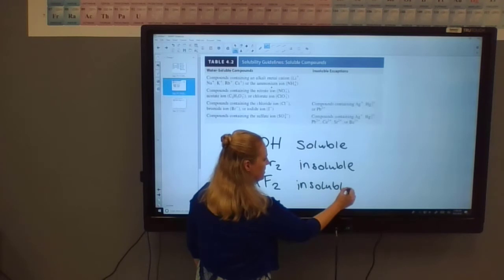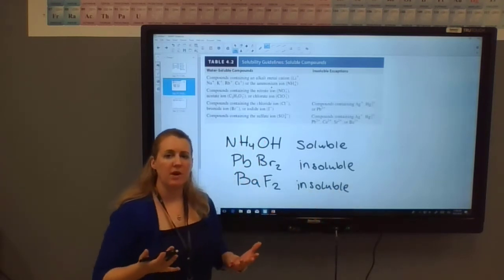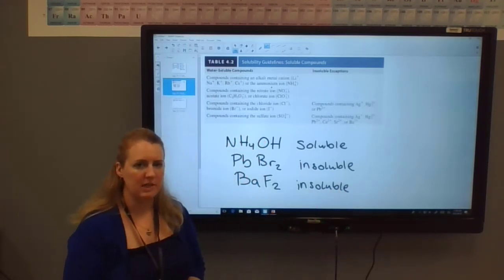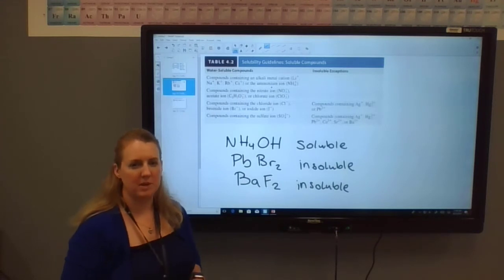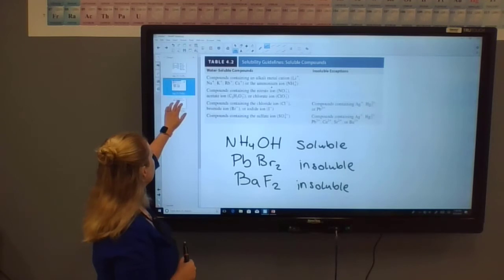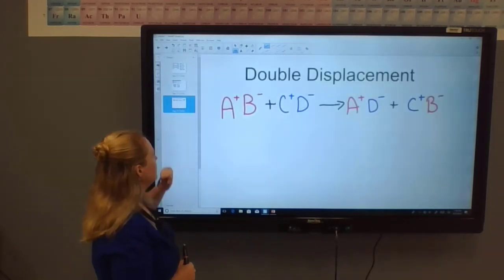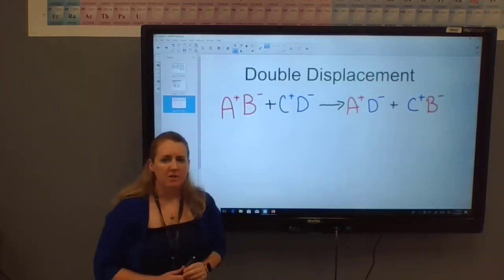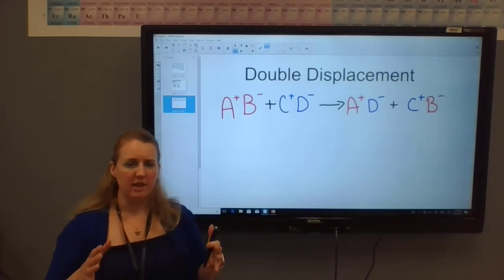And that's how to determine whether or not a compound is soluble or insoluble, which is the other piece of information we need when we are writing out the molecular and net ionic equations. So let's look at those molecular and net ionic equations next. So for the molecular equations, first we're going to focus on the double displacement reactions.